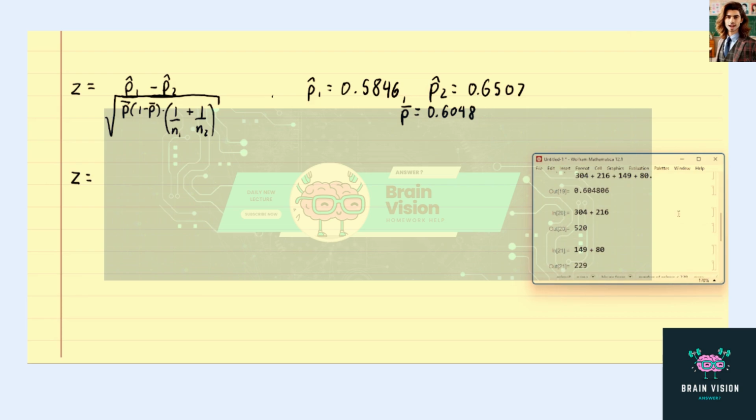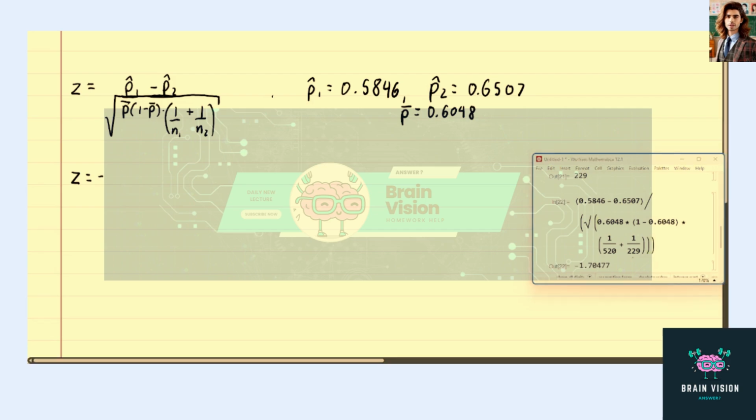So we have that our Z-score then is going to be equal to 0.5846 minus 0.6507 divided by the square root of 0.6048 times 1 minus 0.6048 times 1 over sample size 1, so that's 1 over 520, plus 1 over sample size 2, so that would be 1 over 229. So we get that our Z-score here is negative 1.705 roughly.